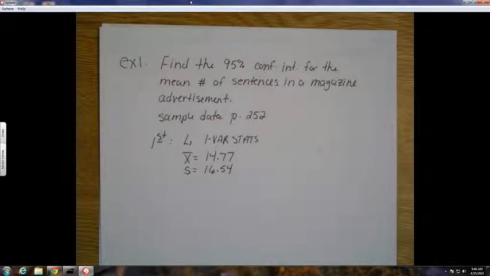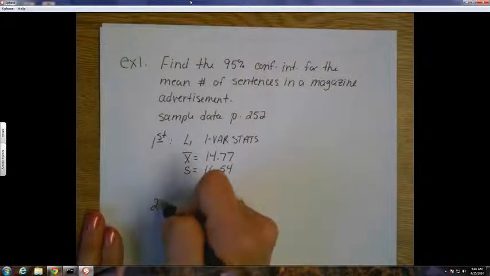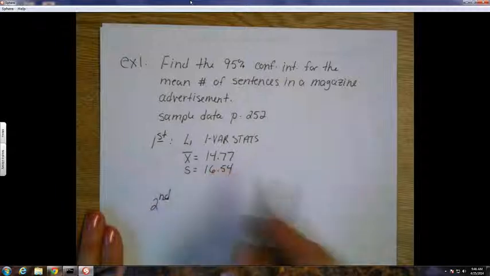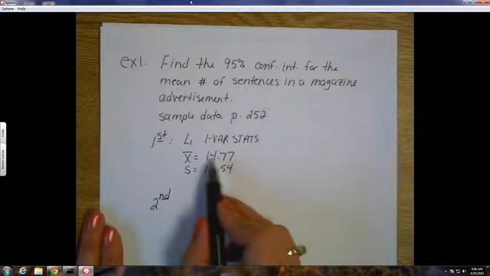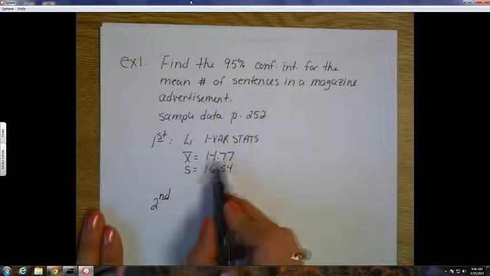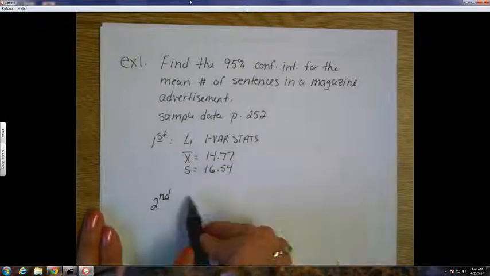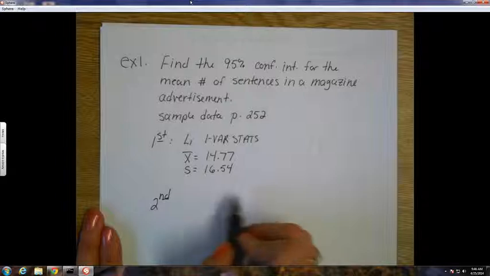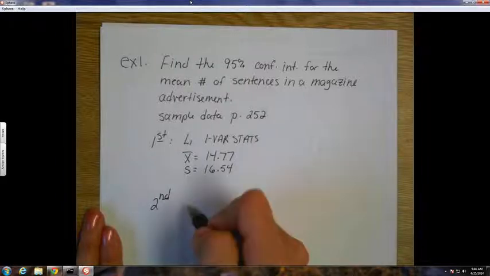Okay, first step is done. What does second step tell us to do? Find that max error. So I know that the population mean is somewhere around this. The chance of me actually hitting it right on the head is pretty slim. So we're going to give a range of values that I expect the population to fall in between. That's our whole goal. So max error is next.